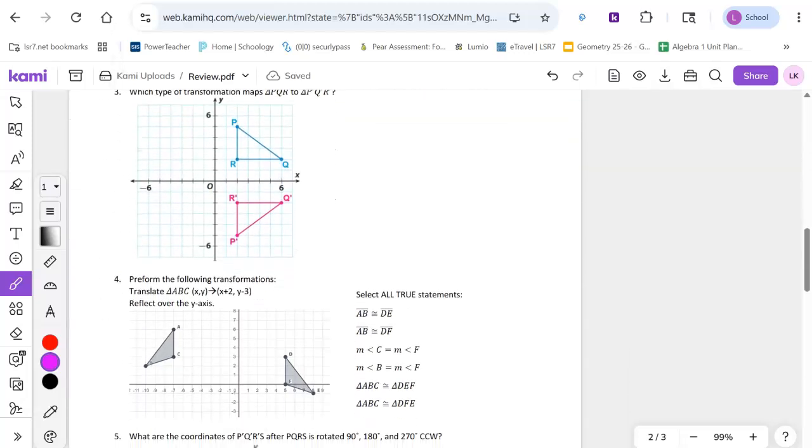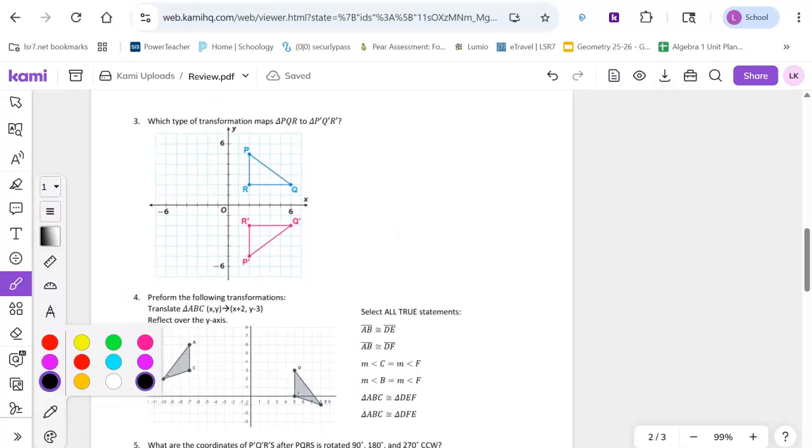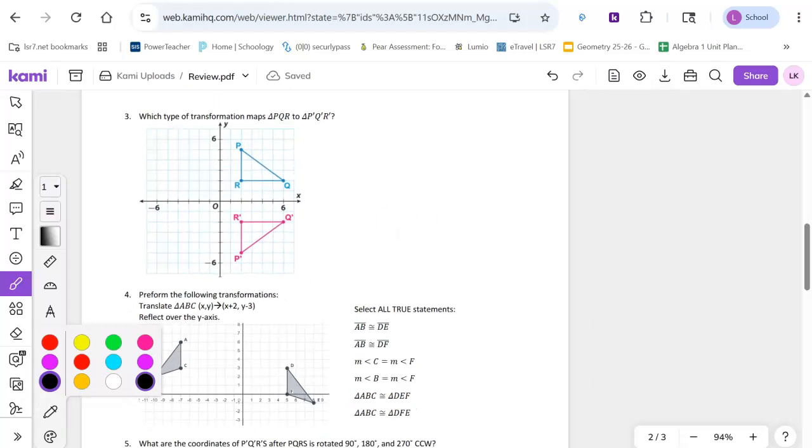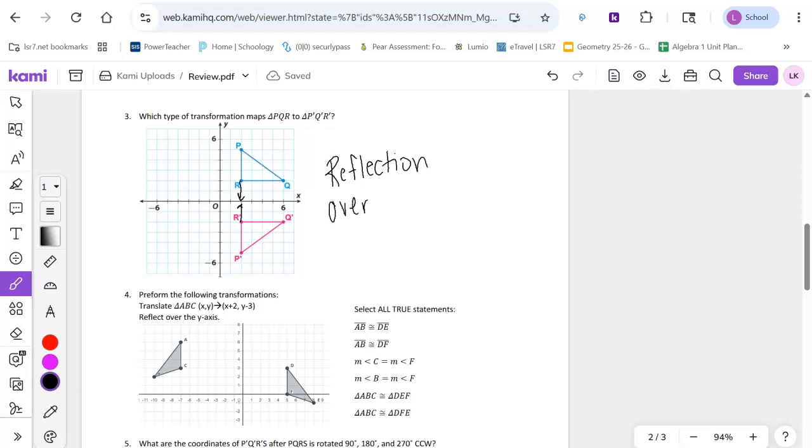Okay. Number 3 says which type of transformation maps triangle PQR to triangle P prime Q prime R prime. So I can easily see that this is 2 units from the x-axis and this is also 2 units from the x-axis. So it's a reflection over the x-axis.